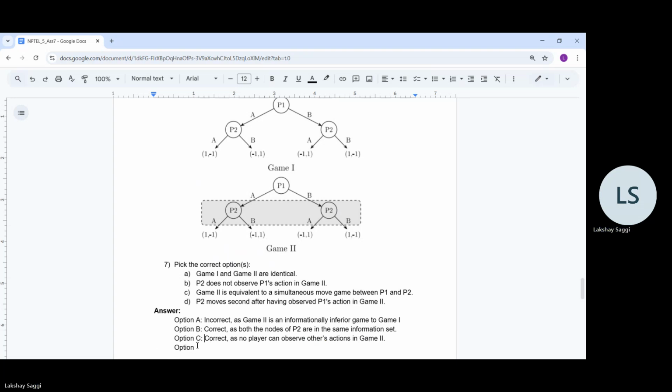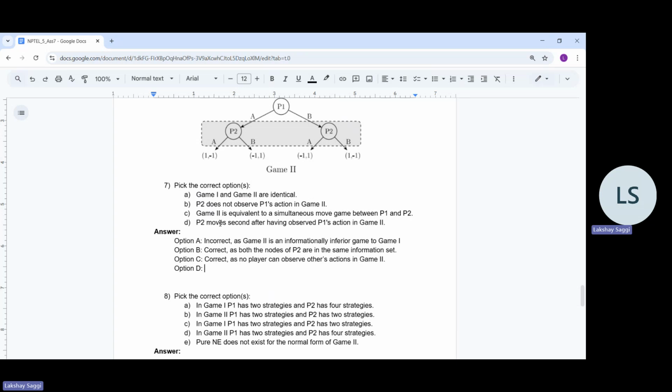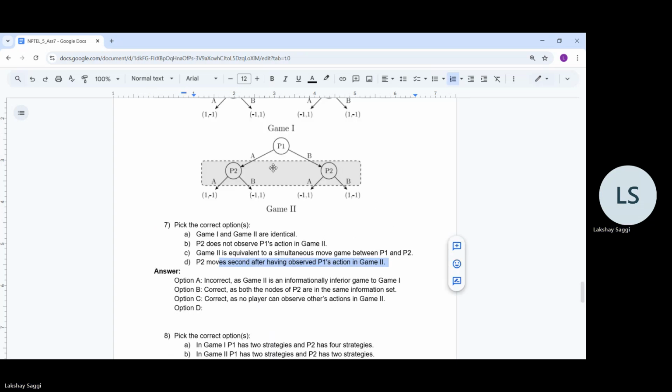Now let's move on to option D. Option D says that P2 moves second after having observed P1's action in game two. As we have just said, this statement is incorrect, because P2 actually does not observe P1's action in game two, since these two nodes belong to the same information set. So this is incorrect.